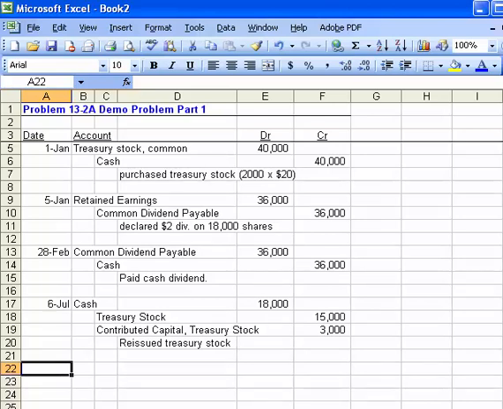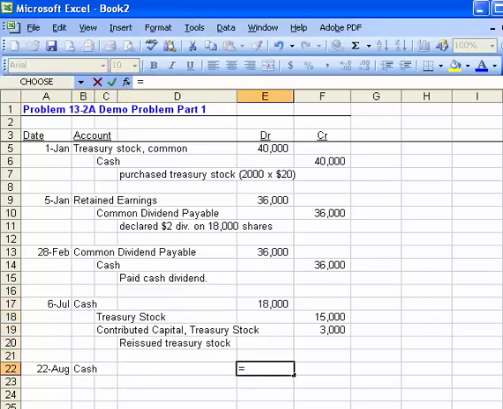So that we stay on the screen, let's cover August 22nd. On August 22nd, we sold 1,250 shares of our treasury stock at $17 cash per share. Well, in this case, I know I'm going to have cash again, and we know that it is going to be $12.50 times $17.